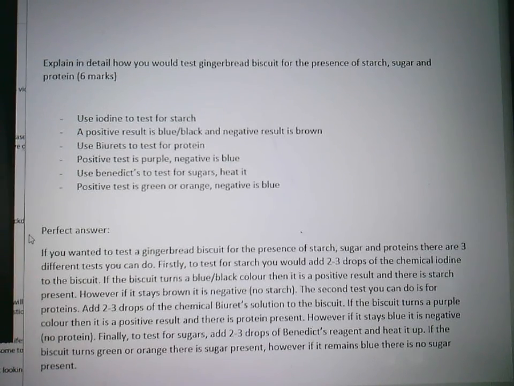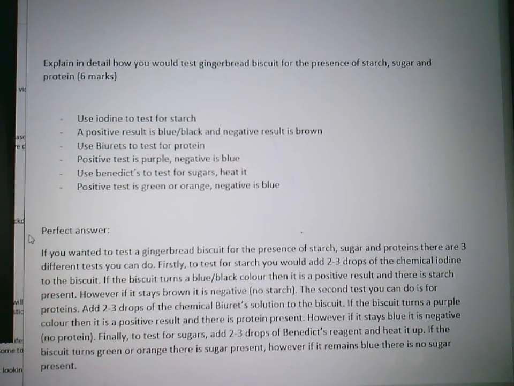So my answer was: if you wanted to test a gingerbread biscuit for the presence of starch, sugar and proteins, there are 3 different tests you can do. Firstly, to test for starch, you would add 2 to 3 drops of the chemical iodine to the biscuit. If the biscuit turns a blue-black colour, then it is a positive result and there is starch present. However, if it stays brown, it is a negative result, no starch.